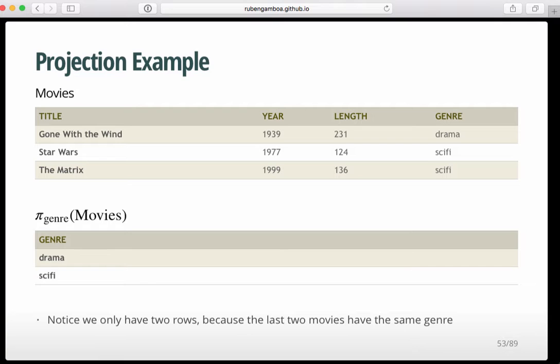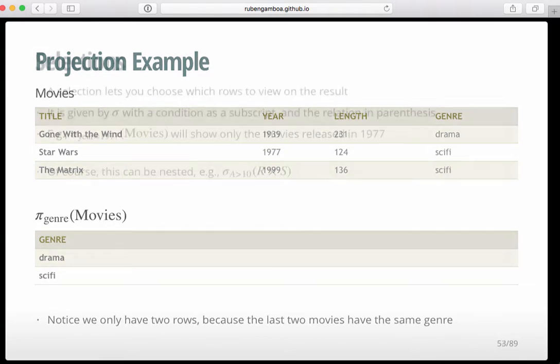Here's another example. This time we're going to project the genre. So if you look at this column here, genre, you see drama, sci-fi, and sci-fi. When we actually do a projection, we end up with drama and just sci-fi. We don't have it twice because the result of all of these operations is a table, and tables don't have duplicates. Okay, there are no duplicate rows. So we just got rid of one of those.